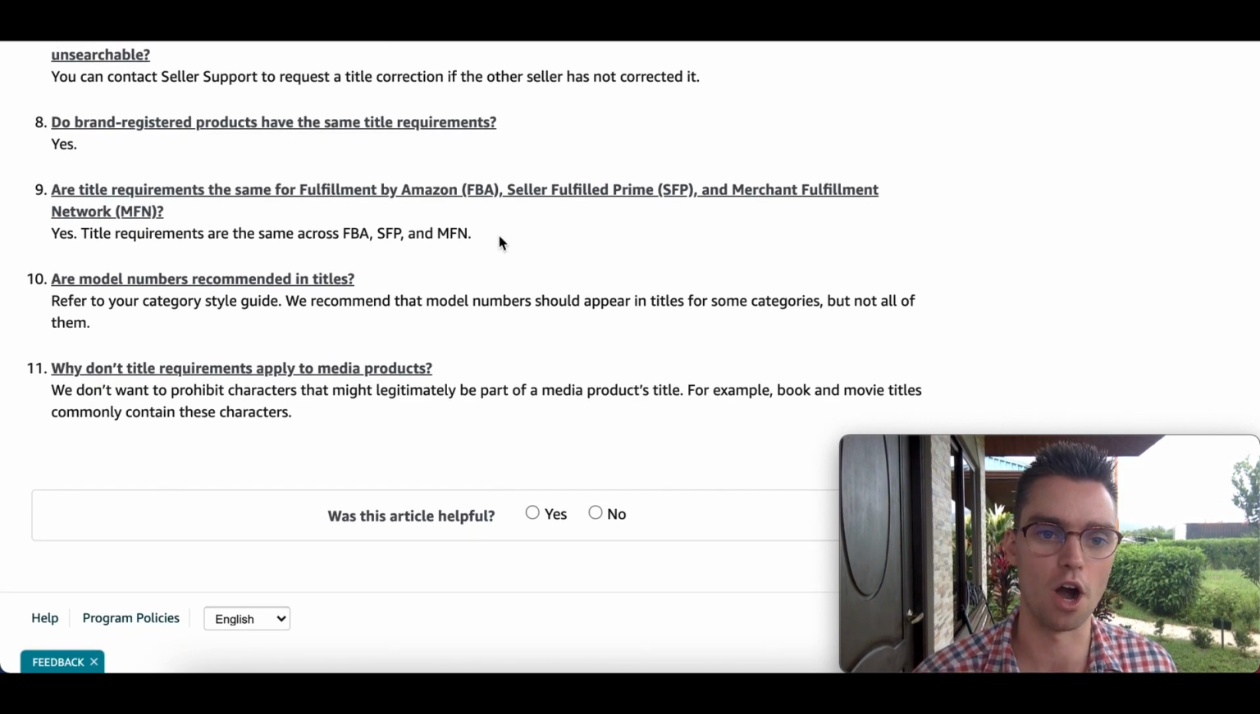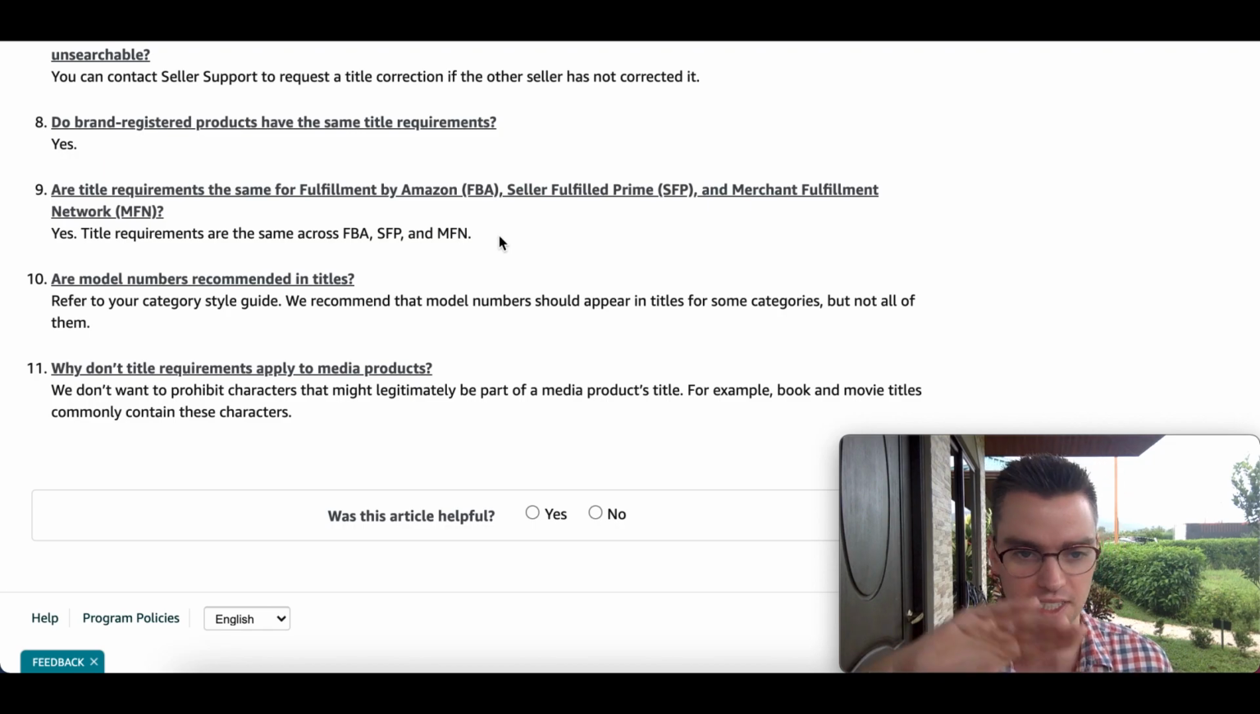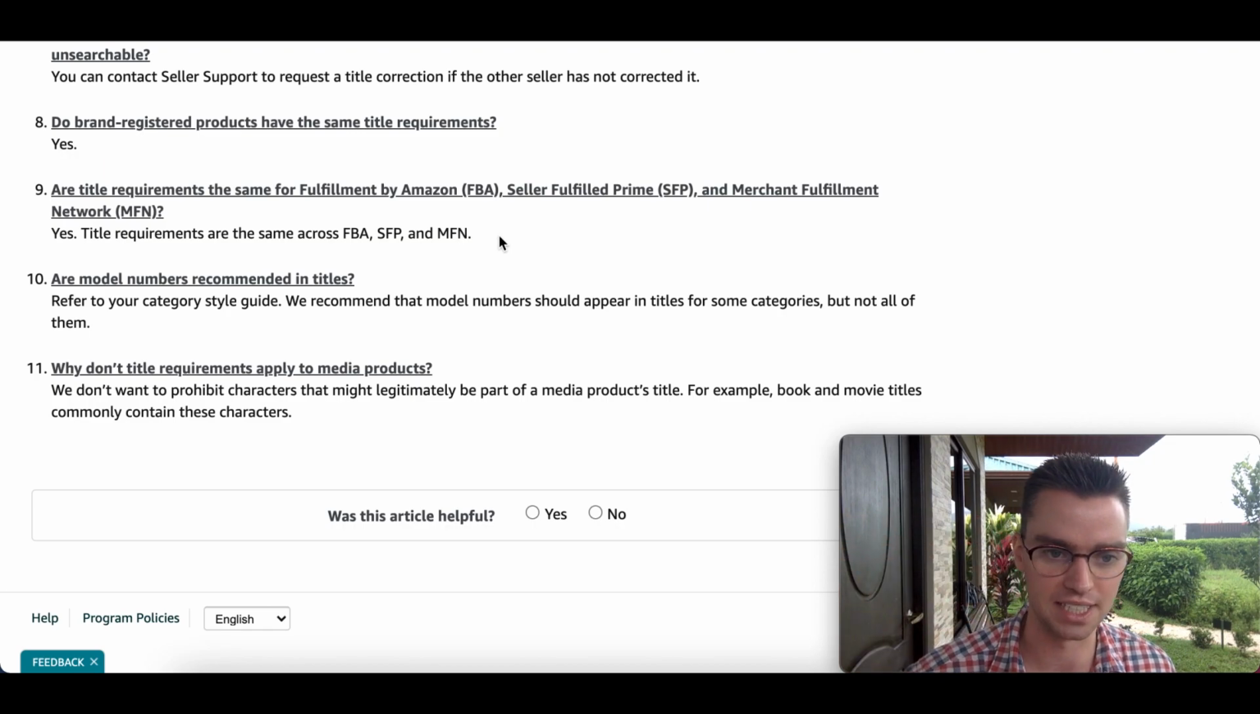Do brand registered products have the same title requirements? Yes. Are title requirements the same for Fulfilled by Amazon, FBA, and Seller Fulfilled Prime? Yes, title requirements are the same across. So if you're watching this in any of these areas, it's all the same across.